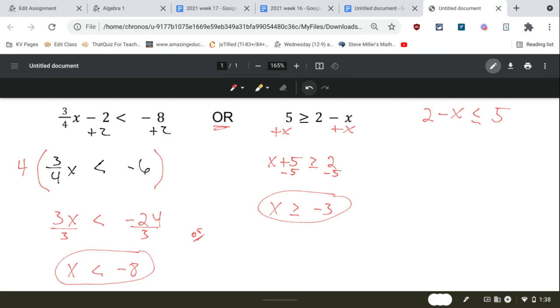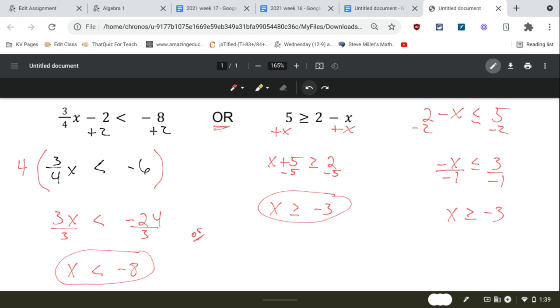Now, if I had solved it based on this one over here on the right, I'm going to get the same answer. It just looks a little bit different. I'd move the 2 over first. That's going to leave me with -x is less than 3. And then to cancel out the negative, I would divide by -1. And so -x divided by -1 just leaves me with an x, but I'd have to flip that inequality symbol, and then I'd get -3. So you see they are the exact same answer.